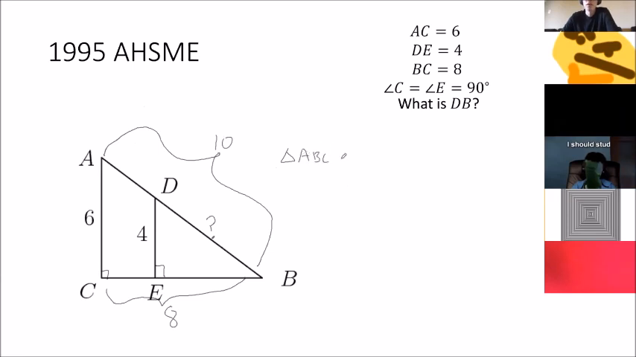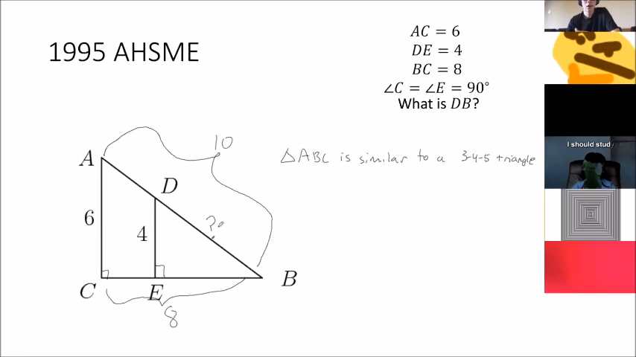is similar to a 3, 4, 5 triangle. So whenever you spot 6, 8, or any two numbers in the 3 to 4 ratio on a right triangle, immediately think to 3, 4, 5 triangles. So that gives you what AB is, 10.